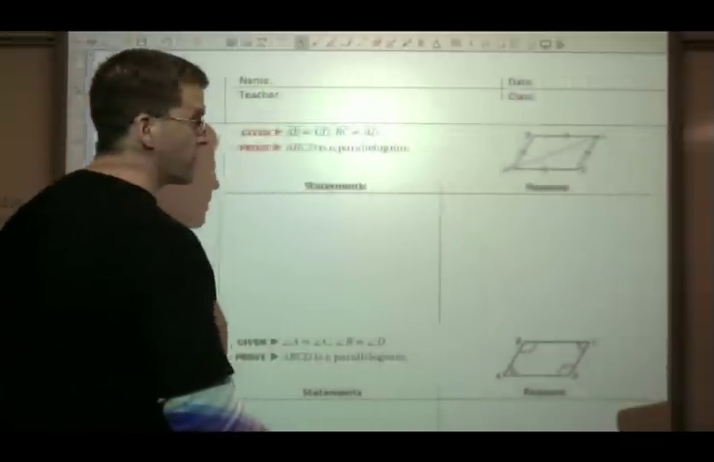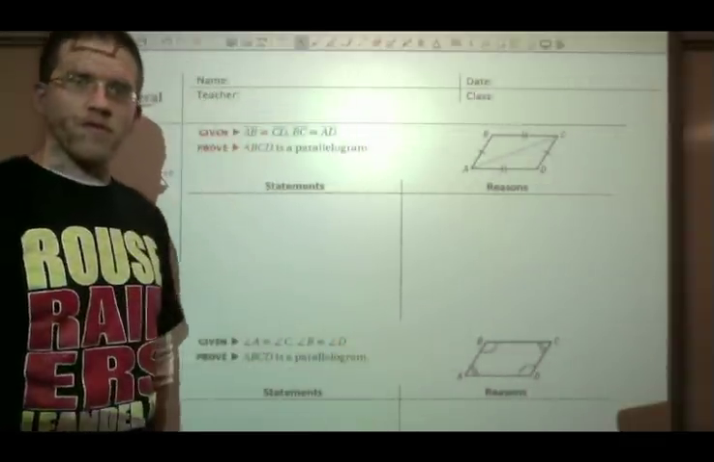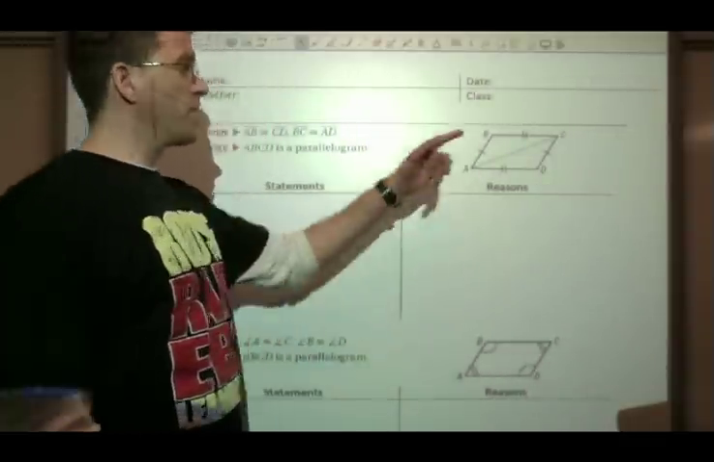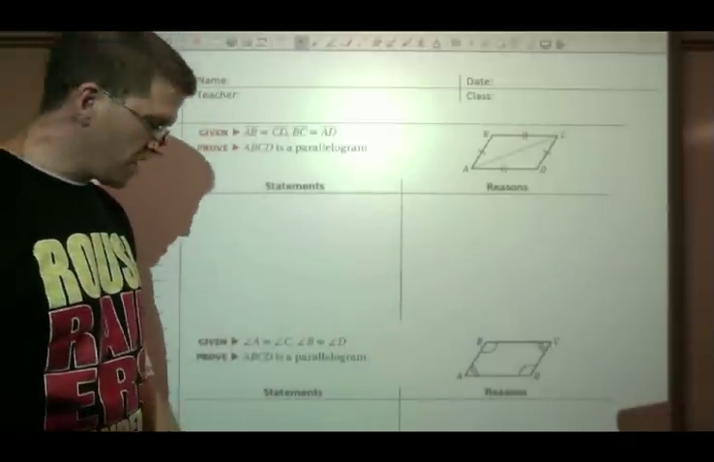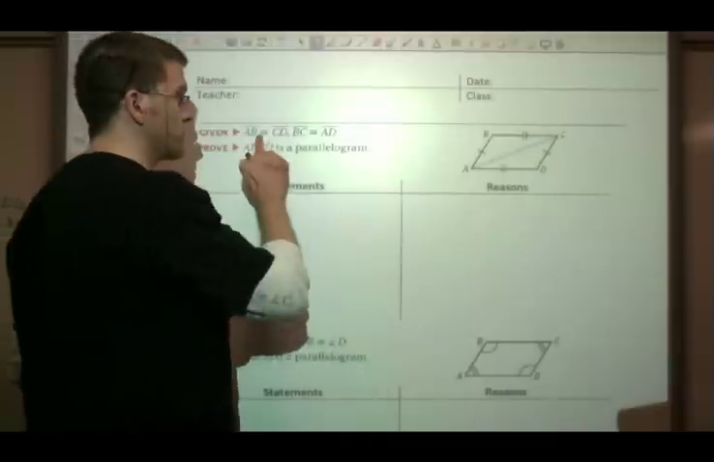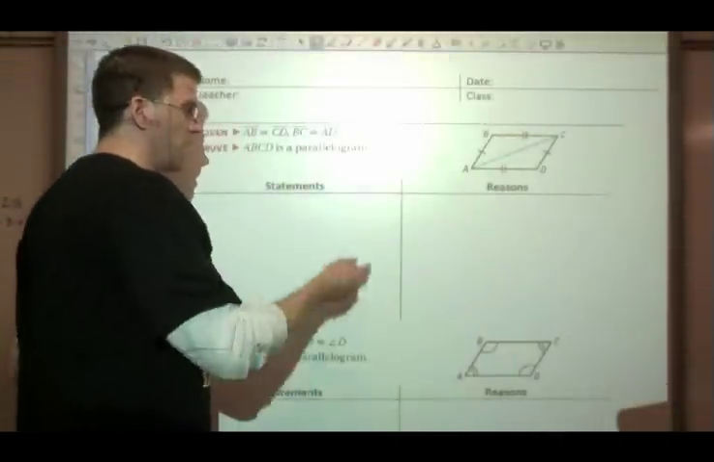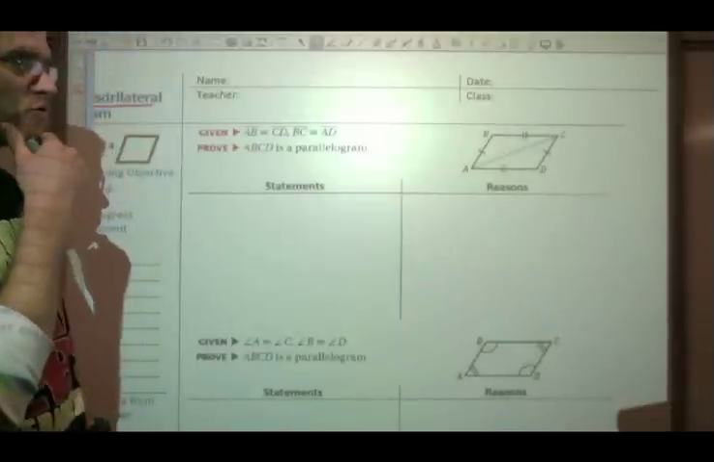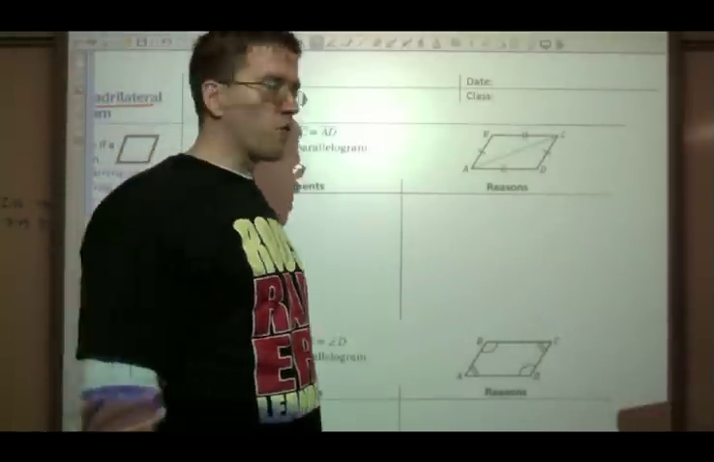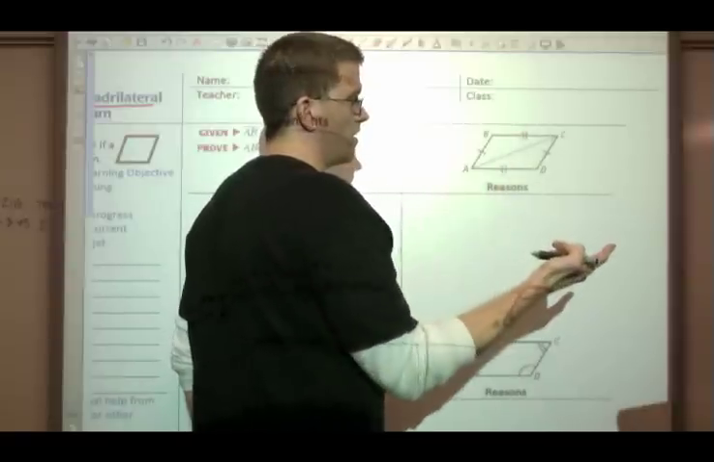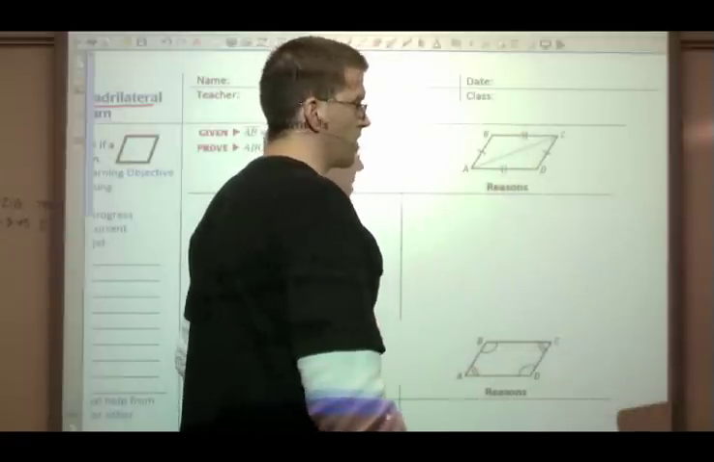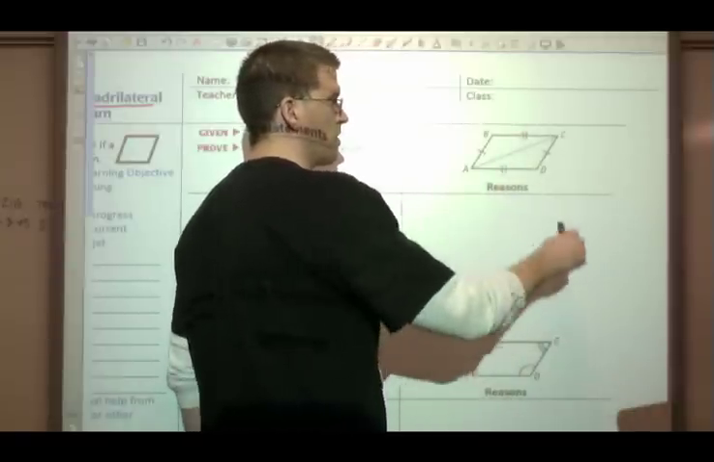So let's come over here and do our first proof. Notice we're trying to prove that this figure ABCD is in fact a parallelogram. We've got some givens marked up for us. They're already there. And let's go ahead and map out our proof before we begin. Now, in order for it to be a parallelogram, the opposite sides are going to have to be parallel, or some other things we can use from later on. For now, let's prove they're parallel.